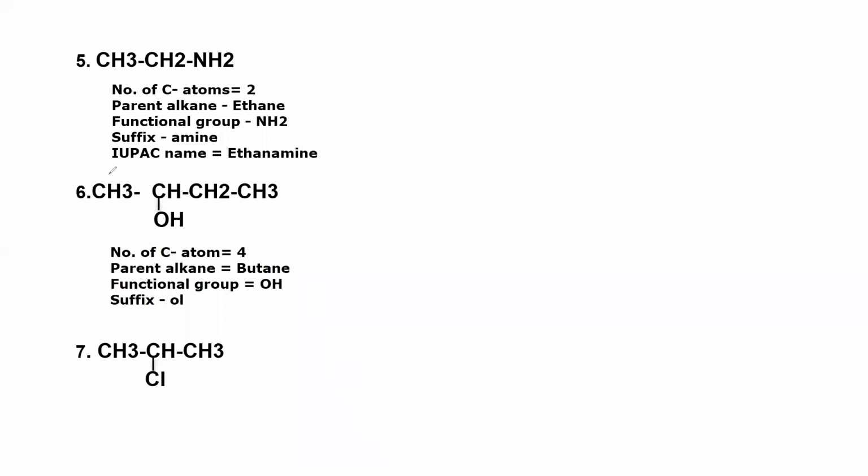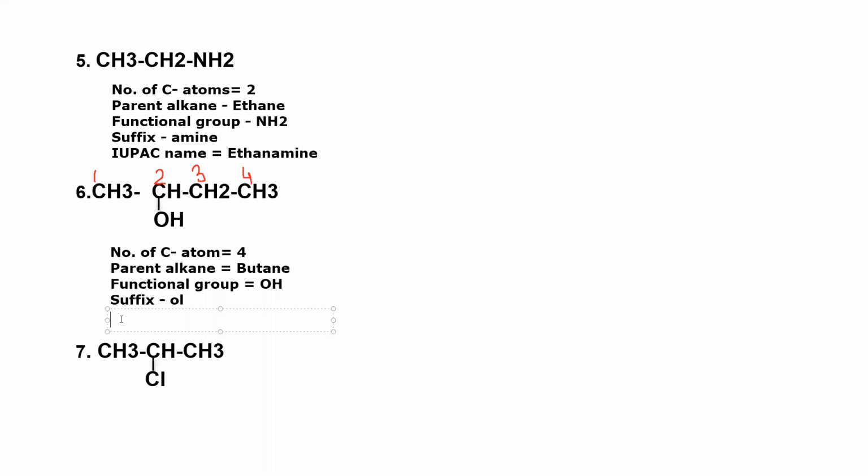If I start from right to left, 1, 2, 3, this carbon will get number 3. If I start from left to right, 1, 2, 3, 4, this will get the least number. That means we have to start numbering from left to right. In the previous example it was on the first carbon atom, so I didn't give the number. But here OH is coming in between, so we have to give the number. On the second carbon, the functional group is present, so we have to mention that number also in the IUPAC name.